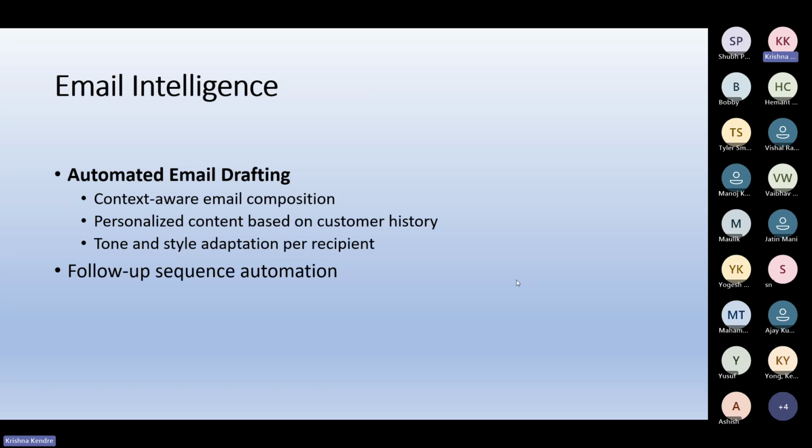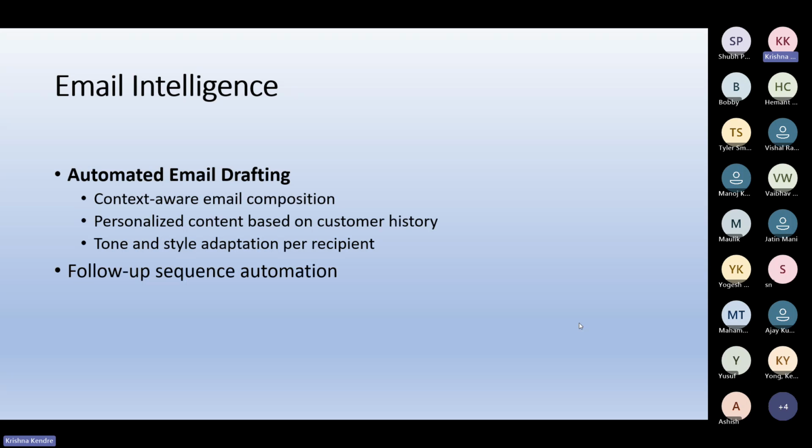The email intelligence. The system can automatically draft emails, saving the representative valuable time while ensuring quality communication. The Copilot doesn't just write a generic email, it understands the context of a customer relationship and the current stage of the sales cycle, and proposes a message that ensures the content is relevant and targeted, which is personalized content based on the customer history. So AI looks at past interactions, previous emails, purchase history, and service cases to personalize the message.